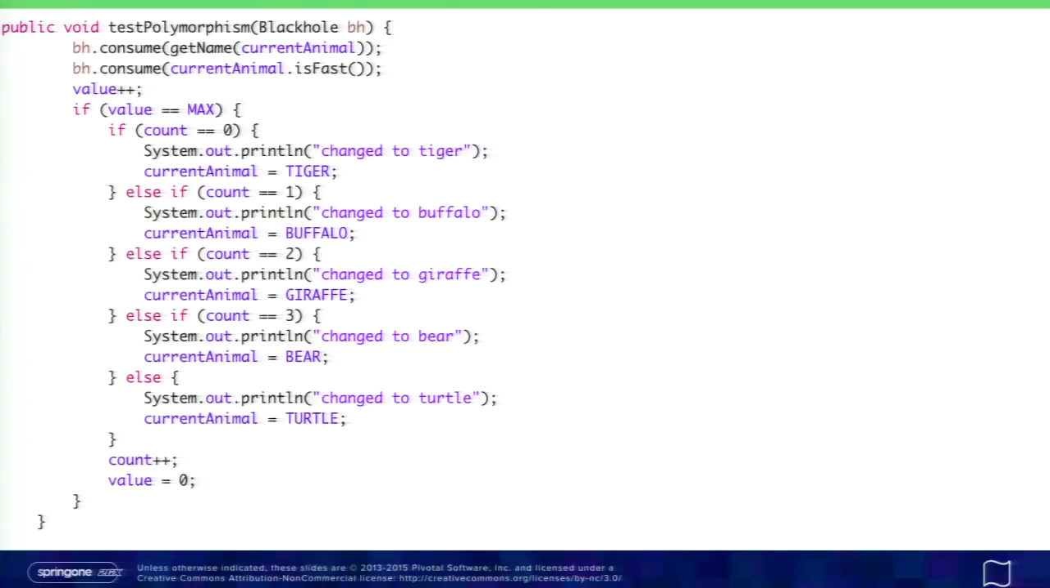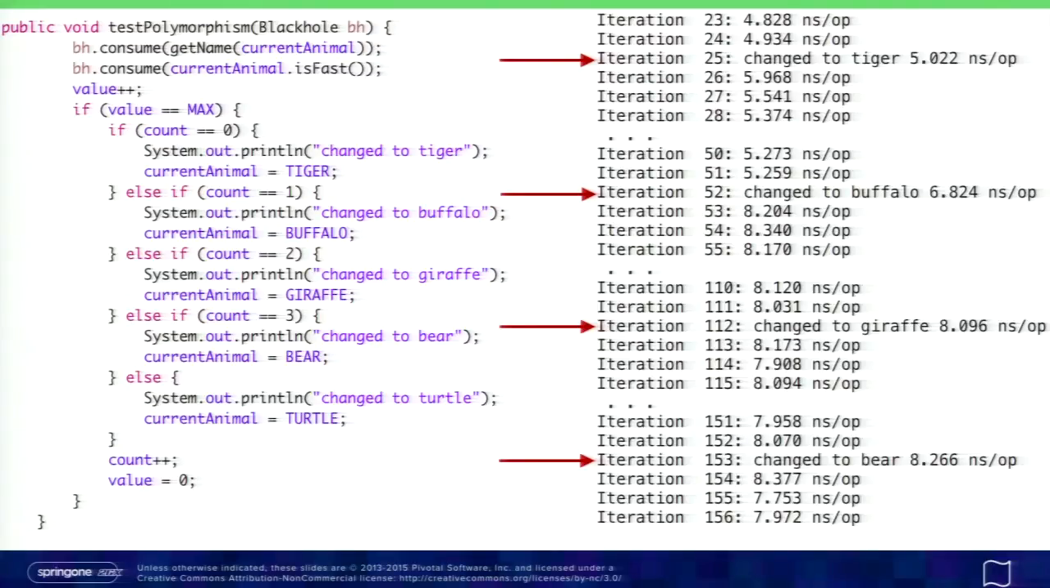And just to verify, am I going to keep increasing for every animal I add? I'm going to add a tiger, a buffalo, a giraffe, a bear, and a turtle. Now I go ahead and run this. So I see my time increase from when I go from turtle to tiger. I see my time increase from when I go to tiger to buffalo. And I do not see any increase from when I go to buffalo to giraffe. And nor do I see an increase from when I go to giraffe to bear, right? So this is showing that the JIT's optimizing for 1 type and 2 type and not 3 or more types.